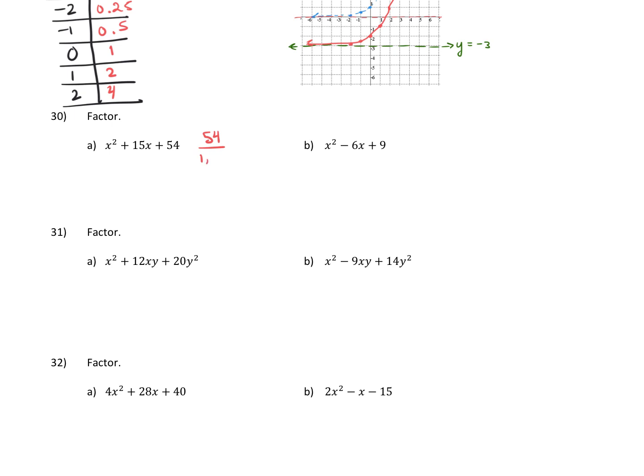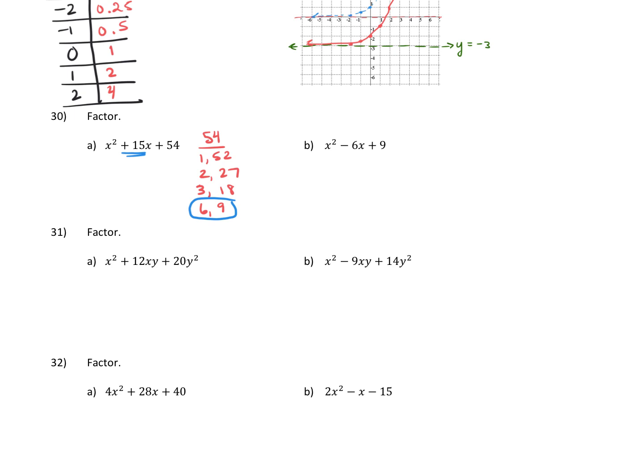So factors of 54: 1 and 54, 2 and 27, 3 and 18. 4 is not a factor, 5 is not a factor, but 6 is a factor, 6 and 9. And those are all of our factors of 54. Now what we're looking for is the factor pair that adds up to our b value of positive 15. If we go through and add all of our factors together, we're going to see that 6 and 9 is the factor pair. 6 plus 9 is 15.